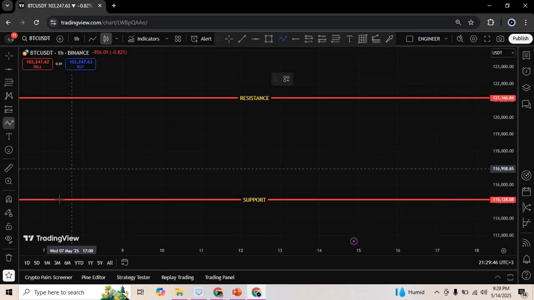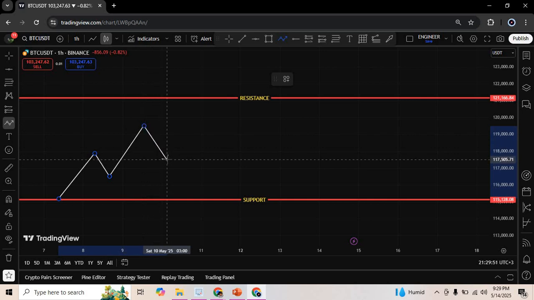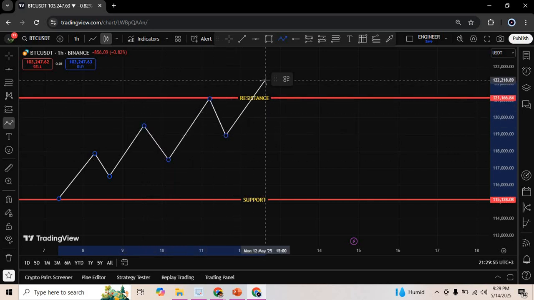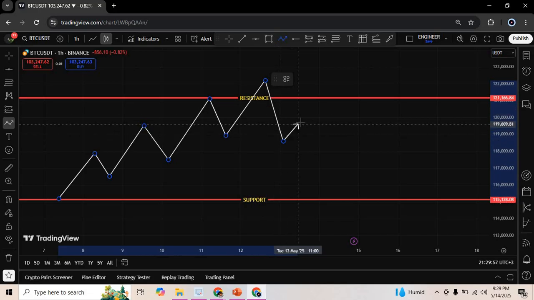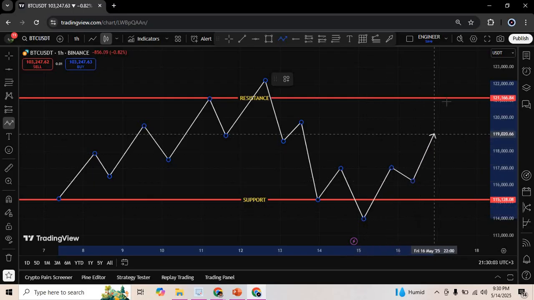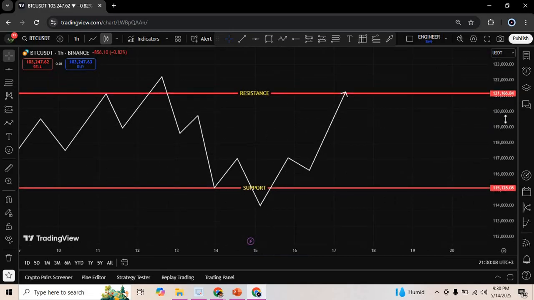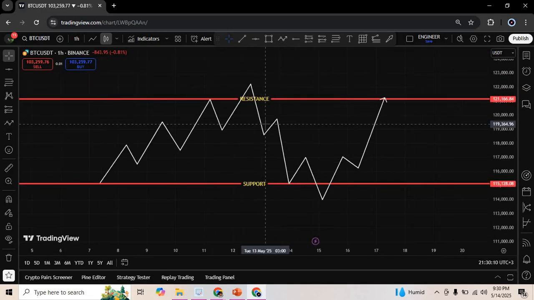So what is happening is you're having a situation where the market is playing in between the support and the resistance zone, but you're having something like that. Then we are going down like that, then we are going up like that. So this is basically what you can say a stop hunt is.